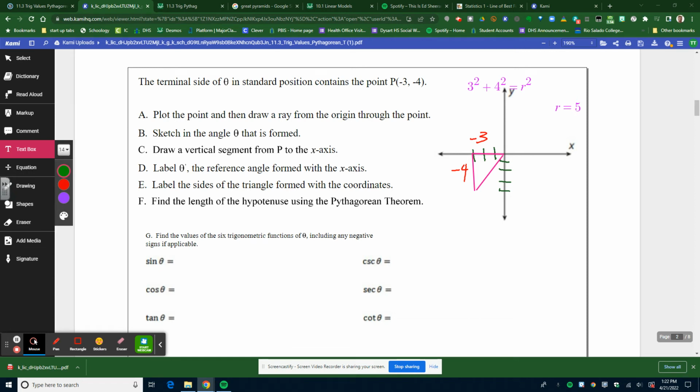Okay, so R should never be negative. So the hypotenuse, hypotenuse.